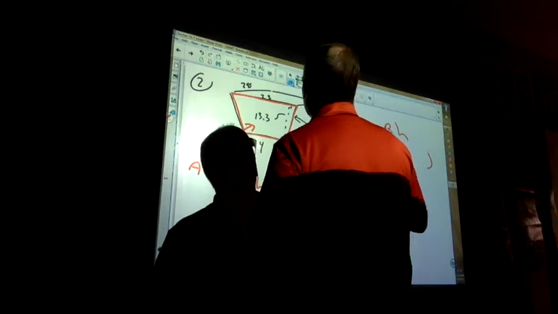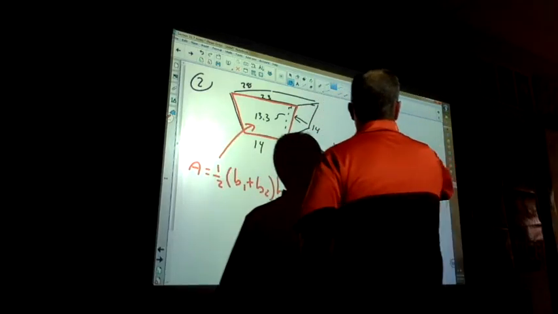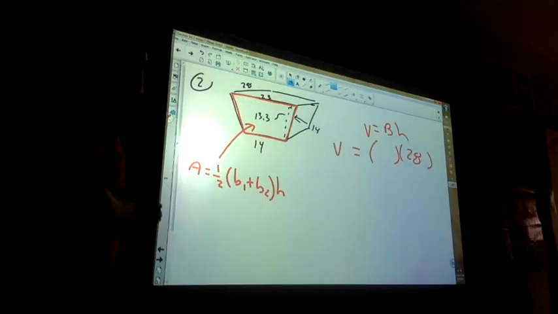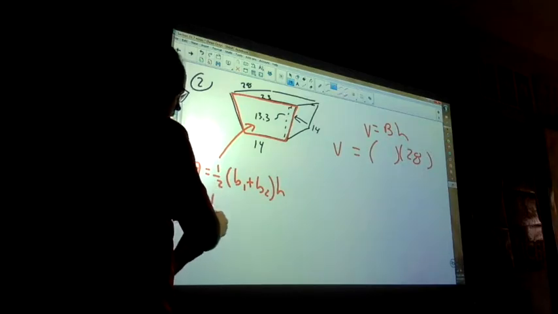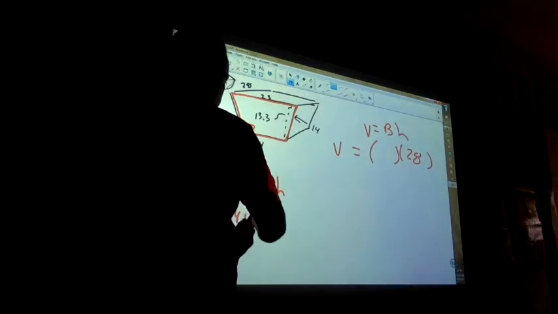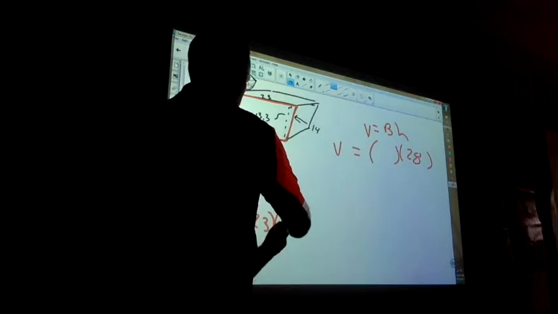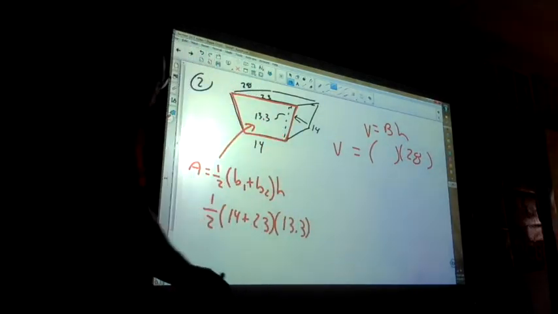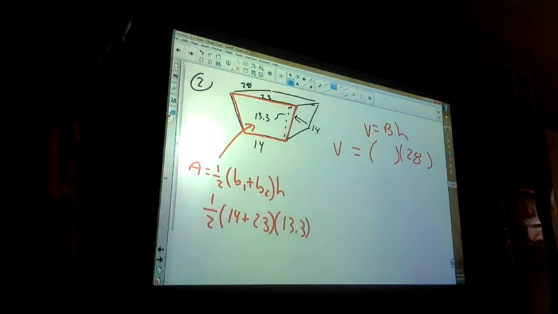I'm wrong here. It's what? 28. Thank you, John. Sorry about that, that was the depth. Okay, so 1/2 base 1, base 2 is 23, and then the height is 13.3. So that's going to give me what? 37. 37 times 13.3. I don't know, but I want half of that.